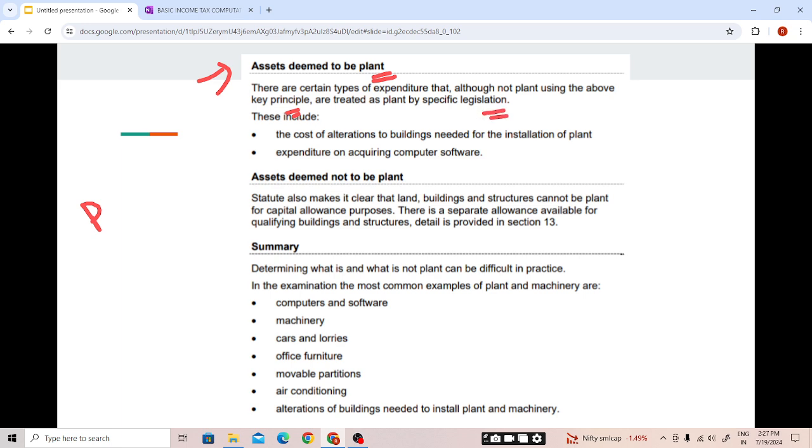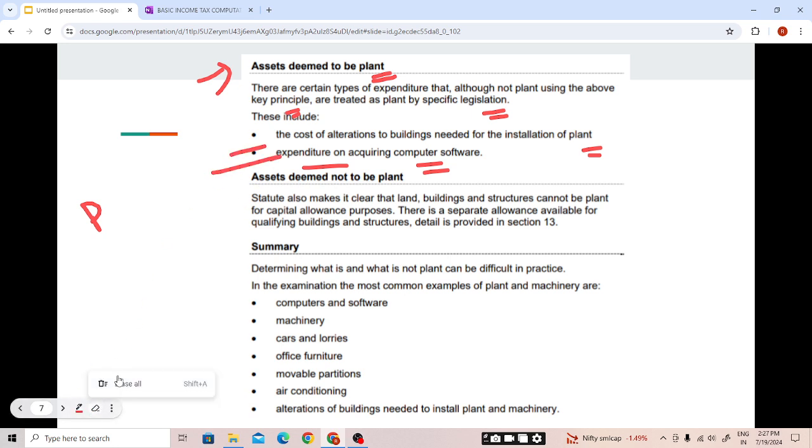These include the cost of alteration to buildings needed for the installation of plant. We have incurred a cost for alteration of the building such that the plant or the asset gets into fit or we can install it. For installation of the machinery, we are incurring a cost to alter the building, and expenditure on acquiring computer software. I hope these 2 points are clear, students.